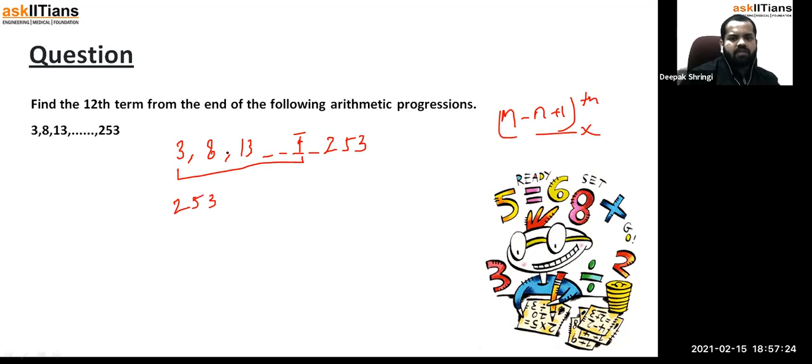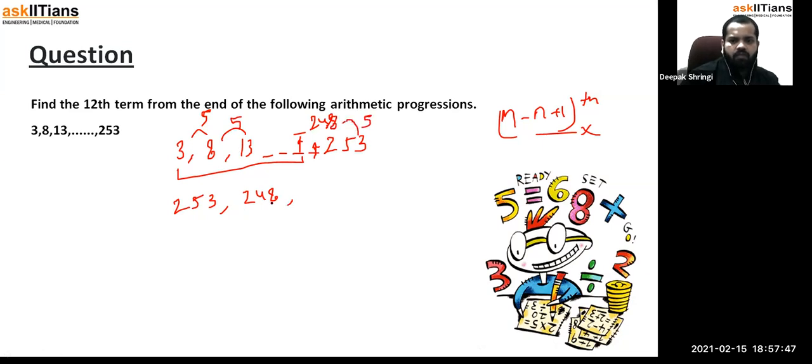253. The common difference: 8 minus 3 is 5. Next will be your 248, right or not? Because this last term, the second last term will be your 248. Why? Because 8 minus 3 is 5. The common difference is 5.